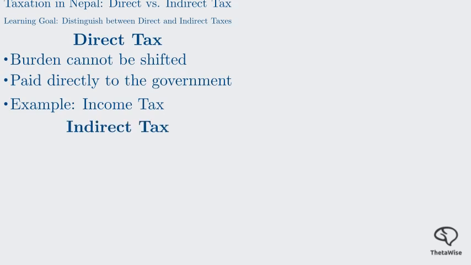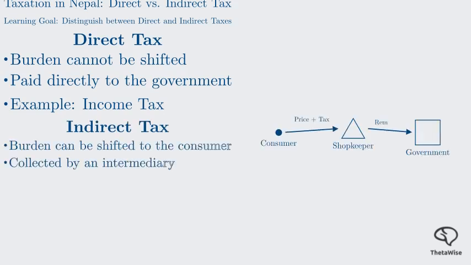On the other hand, we have indirect taxes. Here, the tax is collected by an intermediary, like a shopkeeper, from the person who bears the ultimate economic burden, which is the consumer. When you buy a bottle of water in Kathmandu, the price includes a tax that the shop will later pay to the government.